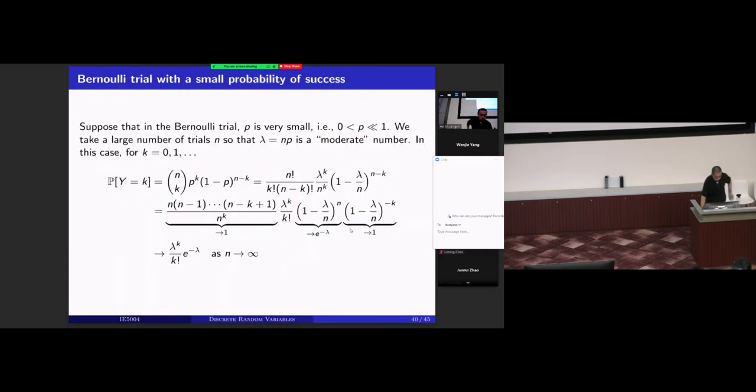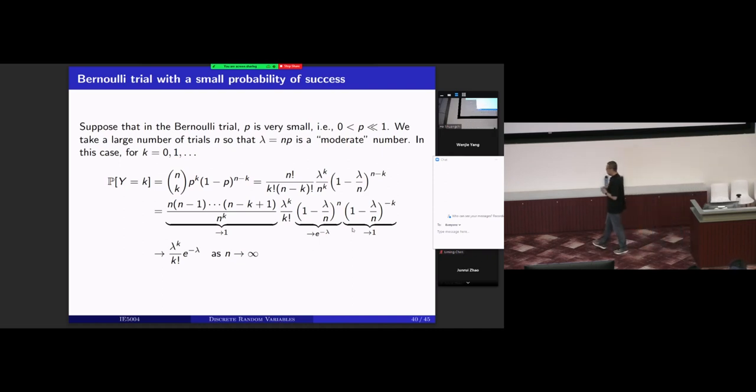And this time, maybe let's think of a special case of this binomial random variable. So we consider such a case. It is still the Bernoulli trial. We still flip the coin. But this coin is a bit special in the sense that the probability that it shows heads is very small. That is to say, this lowercase p is a very small number, close to 0, far from 1. So very small, 0.001, or even smaller.